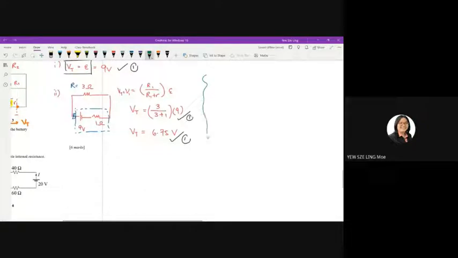So the second method that you can use to solve it is to determine the value of current first, which is V equals to I times R plus r. They are in series. Your external resistor and internal resistance, they are in series.